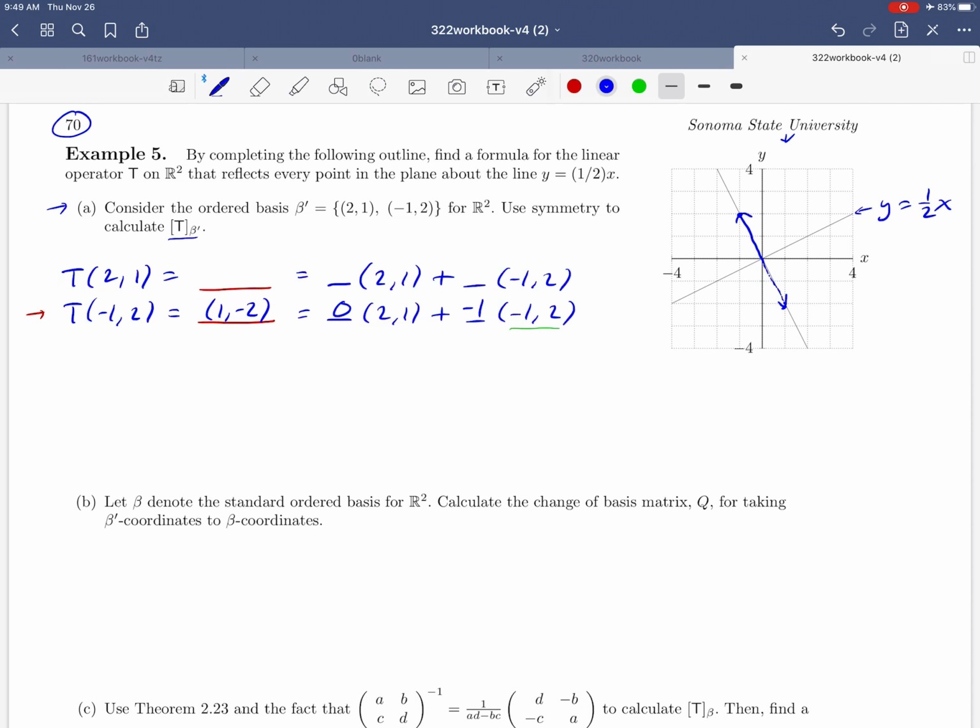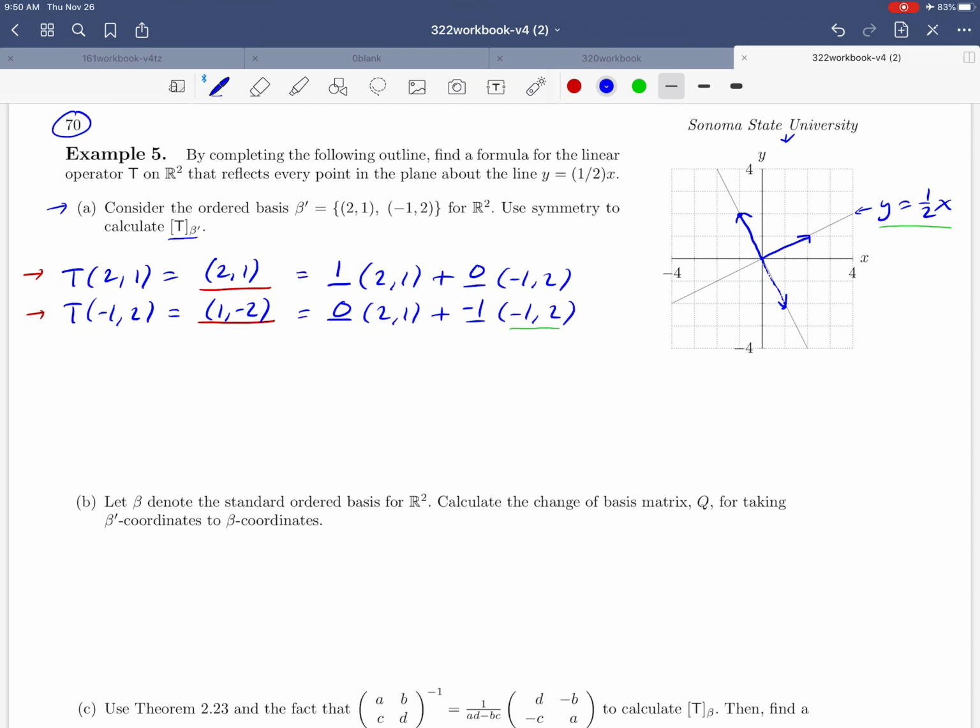Okay, second thing we want to do then is to figure out what is T of (2, 1). Okay, well, where is (2, 1) in our picture? That's this vector right here. And what would happen if you took that vector and reflected it through the line y equals 1/2 x? Well, it's right on the line y equals 1/2 x, so when you reflect it, it's not going to move. Okay, it can't come out the other side because it's already on the line, and so what that means is that we're going to get the same vector back that we started with, (2, 1). Okay, and notice that we can get that vector if we fill in the blanks with a 1 here and a 0 here.